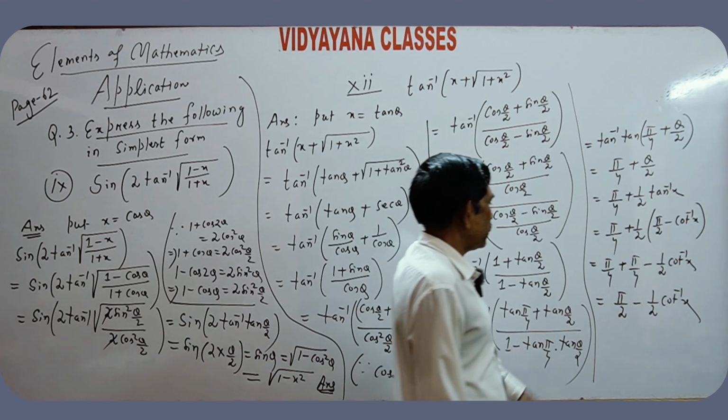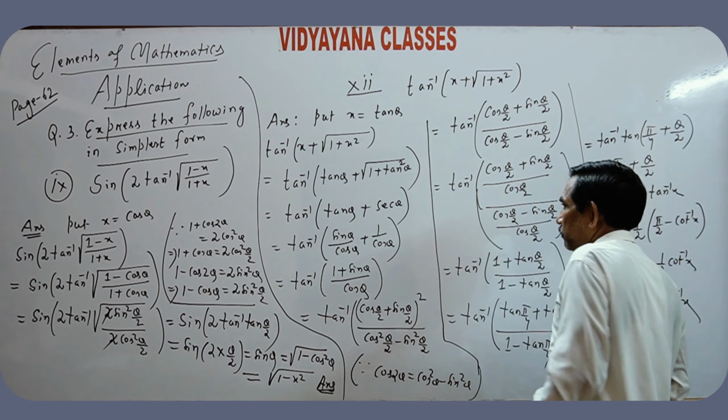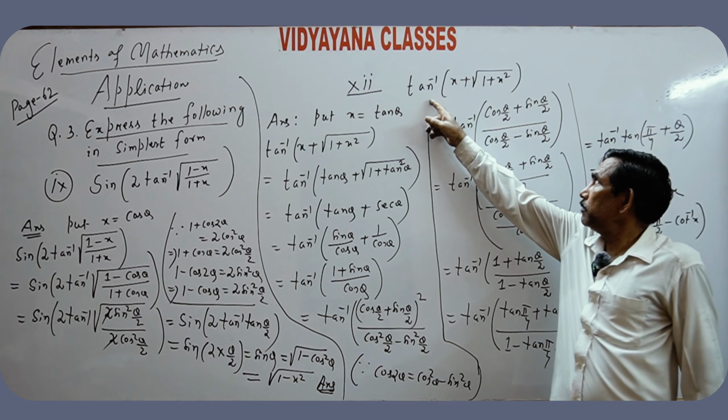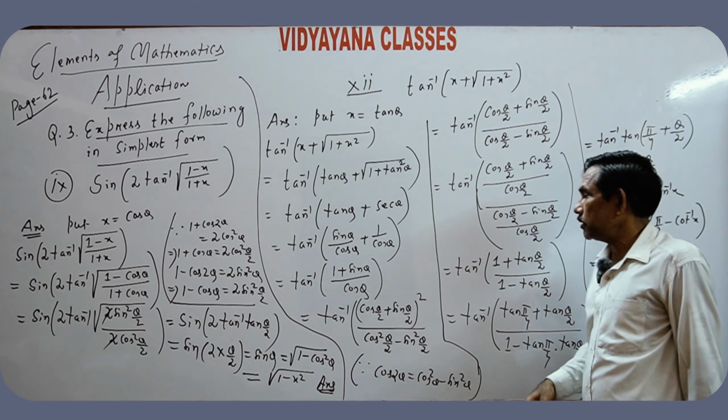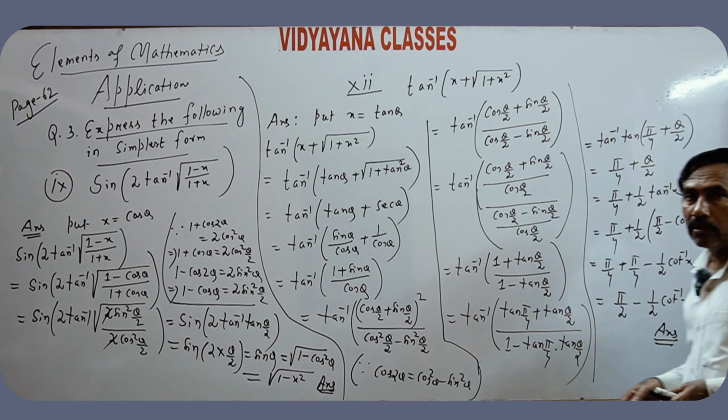This is same as this. So the answer is this. It is the simplest form of tan inverse of x plus root over 1 plus x square, which is equal to pi by 2 minus half of cot inverse x. Clear? Okay. Note down.